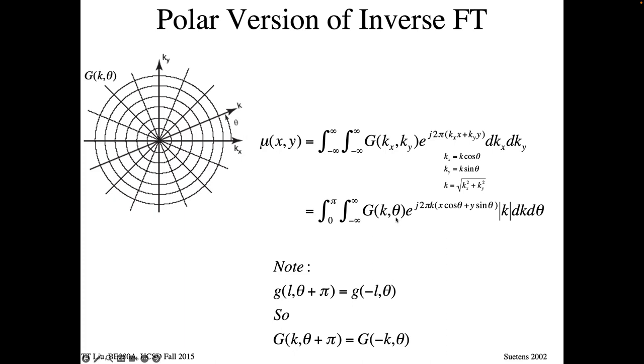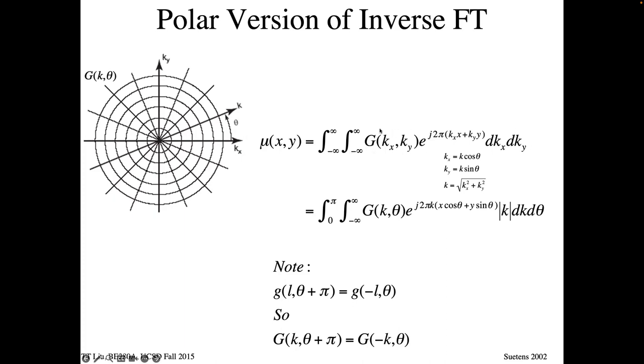The other approach is, well, we've got this data. That's what we have. We have this estimate of the Fourier transform in polar coordinates, right? It's different than having it in rectilinear coordinates. So I've got it in polar coordinates right now. How do I take the Fourier transform in polar coordinates? Well, you just change the variables of this equation.